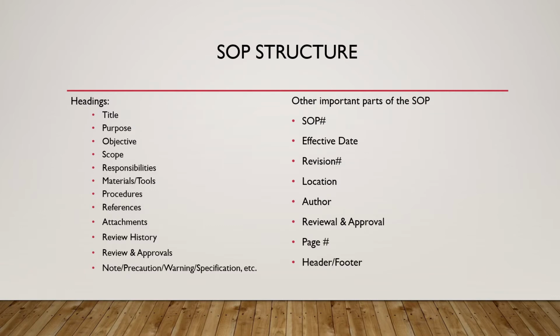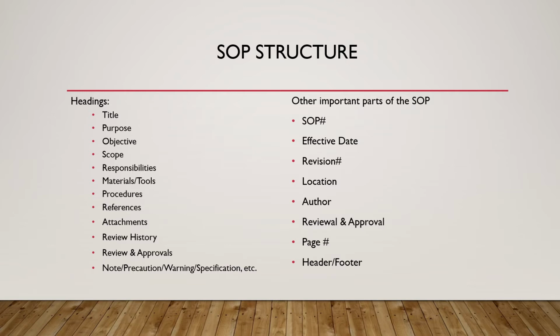So now we take a brief look at the SOP structure. The SOP has a number of headings. You may use some or all of these headings, but you are going to have to use most of them. So the SOP has a title, a purpose, objective, scope, responsibility, materials or tools, procedures, references, attachments or appendices, review history, review and approval section, and then there are notes, precautions, warnings, specifications that could be inserted at any point where necessary.